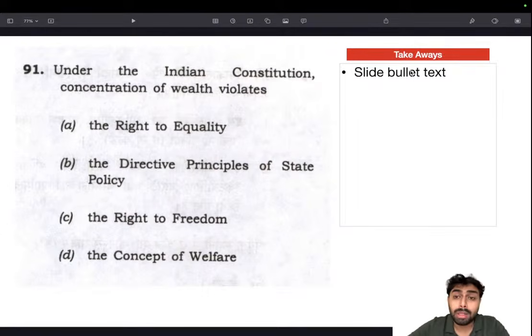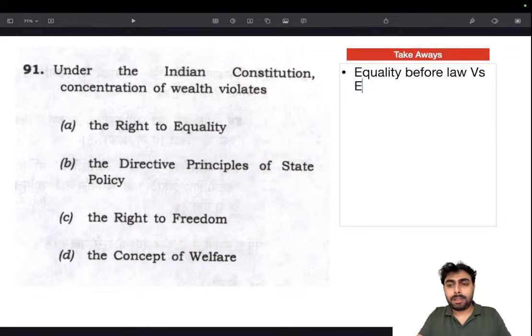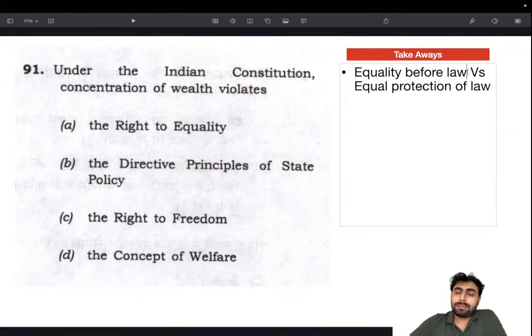That's it. And one important thing is there is equality before law and equal protection of law. This is another important topic. Equality before law is the proper Westminster model. As in, it's basically the rule of law thing. Law applies equally to everybody. But at the same time, equal protection of law is a bit more nuanced and justice oriented, because equals will be treated equally and unequals won't be treated equally. That's the basic rule of equal protection of law.